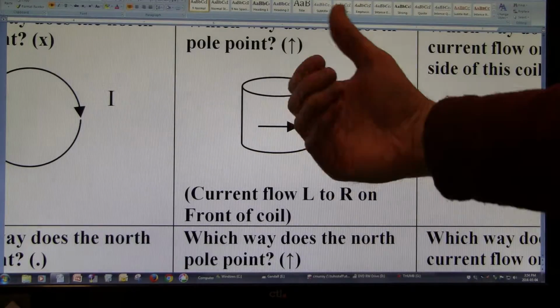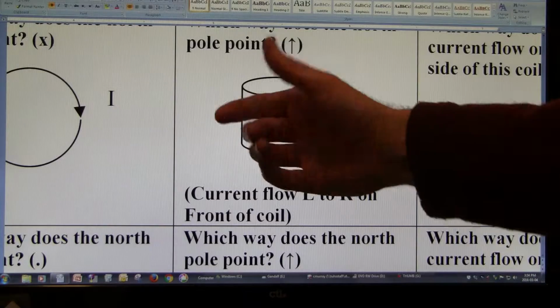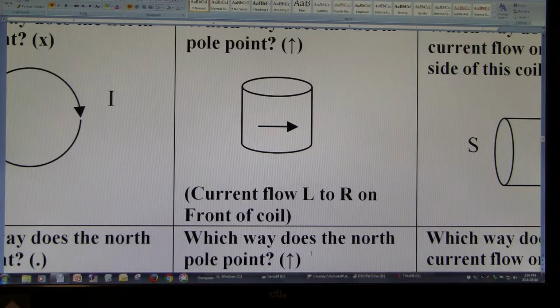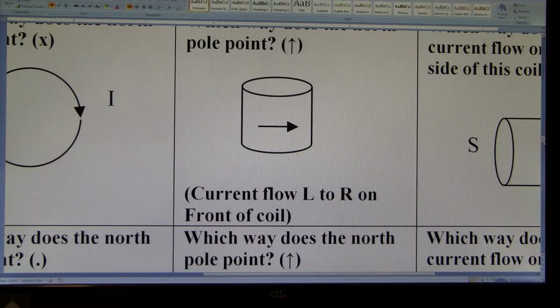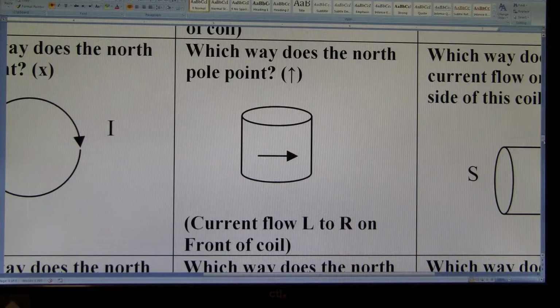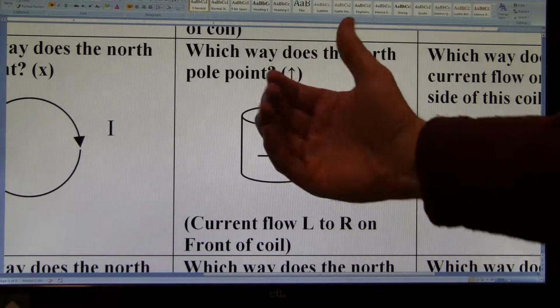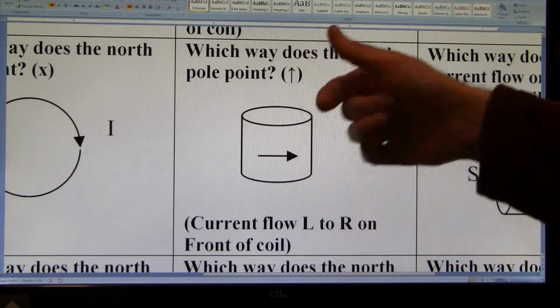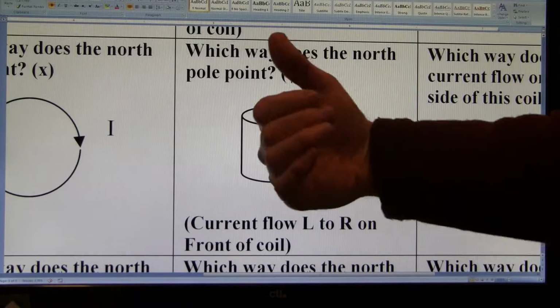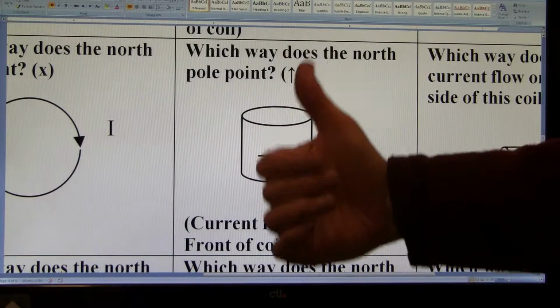And then for this guy, we're going to wrap our fingers around, right? Because the current is flowing. There we go. The current is flowing to the right on the coil, so therefore it must be going anti-clockwise as seen from above, right? And so therefore the North Pole is on the top.